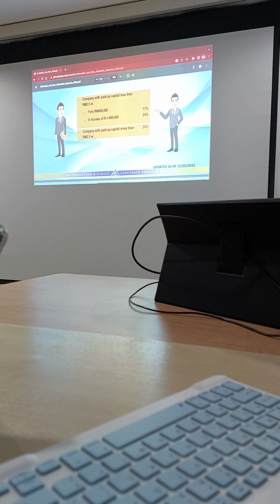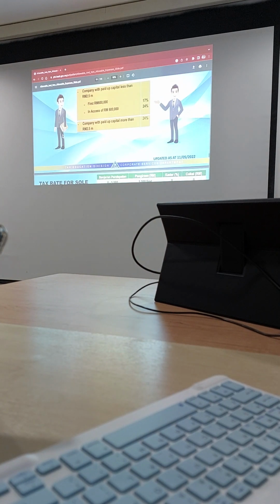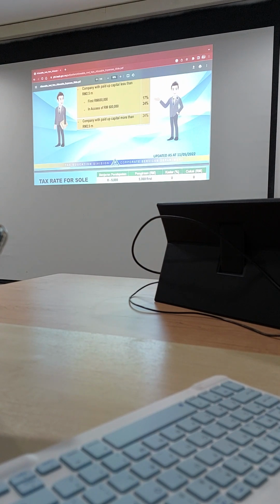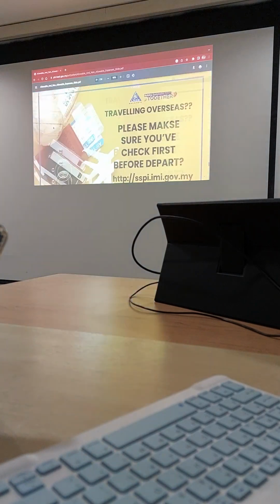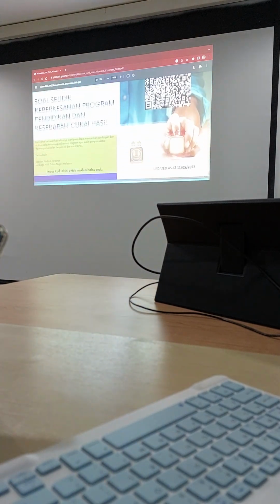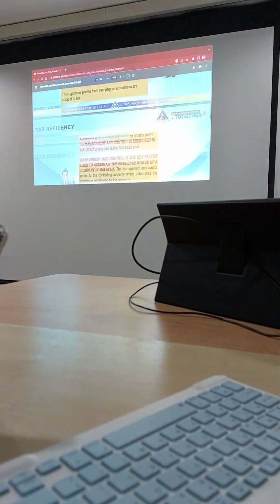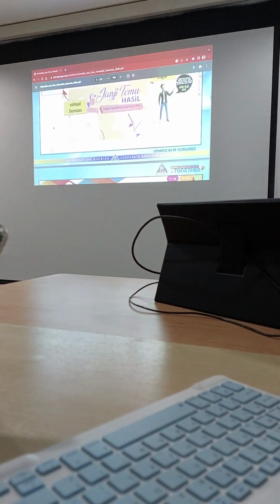This one is last year's one. I don't know why LHDN does this. Something wrong with their pictures. Suddenly one guy here, one guy the father. No understanding what they are doing. They're not creative at all. Government, they simply create slides. They get excited, they can put a person inside.